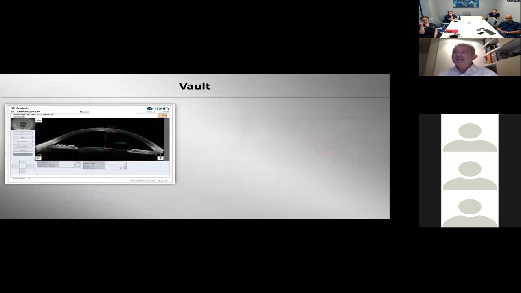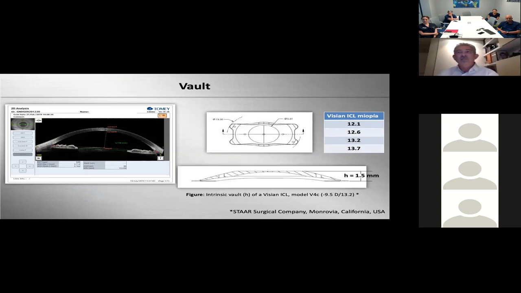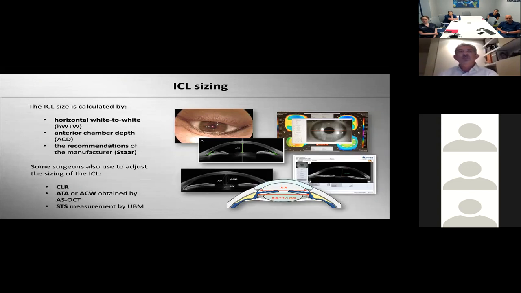The vault depends on the biometric characteristics of the anterior segment, the length of the implanted lens, and the design of the vault of the lens. And we as surgeons can only act in choosing the ICL size, with the handicap of having only 4 sizes for it. The ICL size is calculated by the horizontal white-to-white and anterior chamber depth following the recommendation of the manufacturer. This is the classical formula from the start, but some surgeons also adjust the size of the ICL considering other parameters such as the crystalline lens rise, the angle to angle, the anterior chamber width, or sulcus to sulcus, among others.